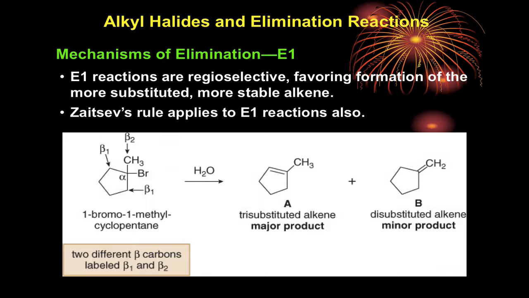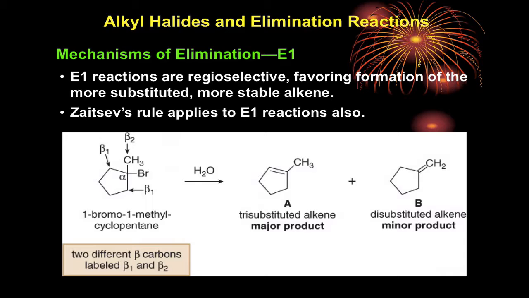E1 also follows Zaitsev's rule. That's kind of convenient. You don't have to memorize two different versions of Zaitsev's rule, right? So here we've got our alpha carbon. We've got two different beta carbons. Leaving group leaves, we get a carbocation. The trisubstituted alkene, I should say, is the major product. Okay? So it doesn't matter whether you're going through E1 or E2, follow Zaitsev's rule for the time being.